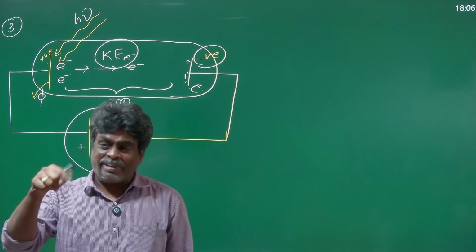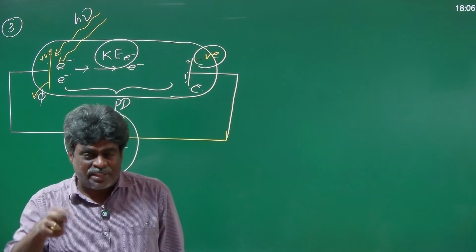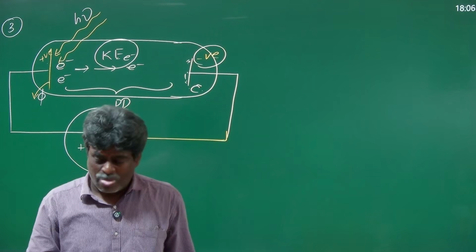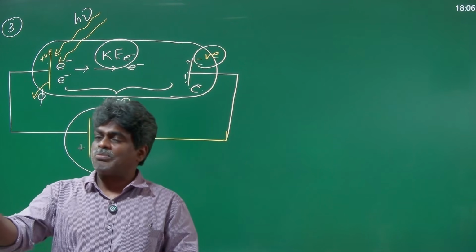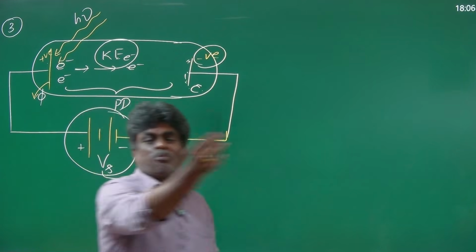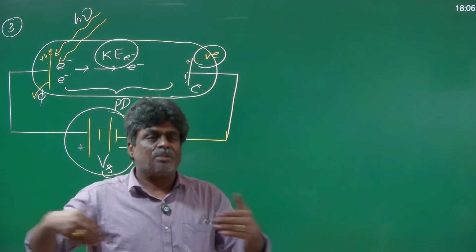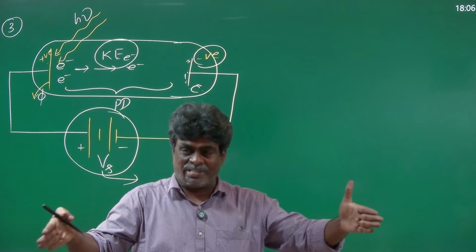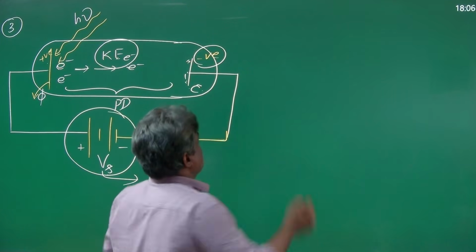Q into V is nothing but the work done on the charged particle. If a charged particle Q is moving from one potential point to another potential region, the work done on the charged particle is equal to Q into potential difference. Say yes or no? Yes.